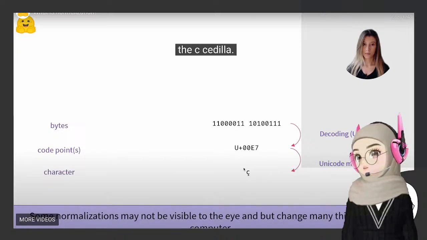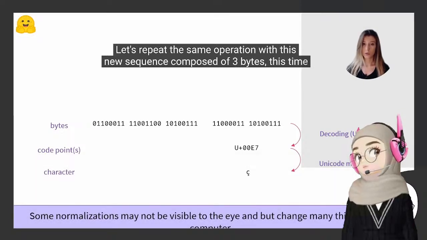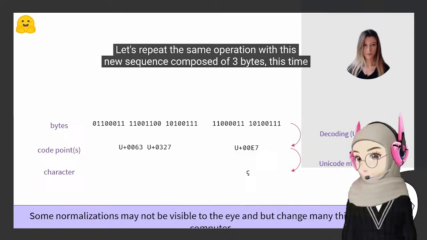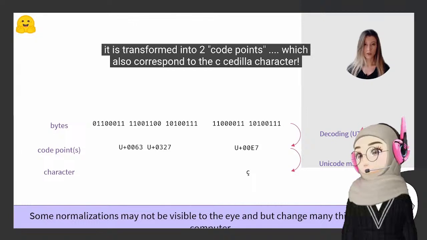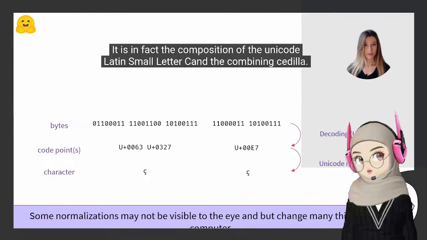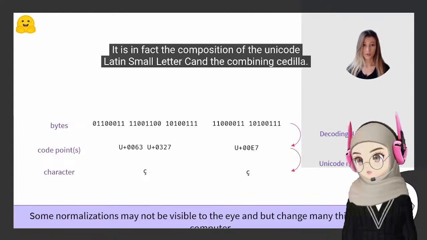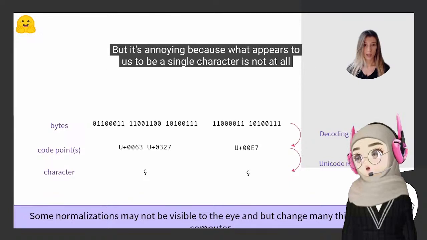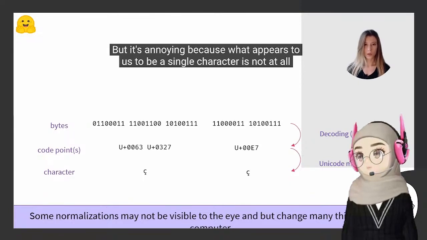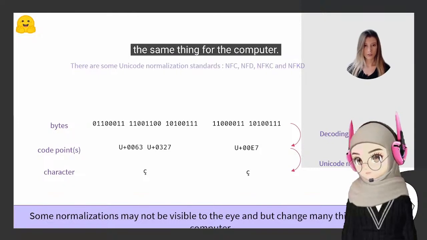Isn't this ç in Turkish? Let's repeat the same operation with this new sequence composed of 3 bytes. This time, it is transformed into 2 code points, which also correspond to the c-cedilla character. It is in fact the composition of the Unicode Latin small letter c and the combining cedilla. But it's annoying, because what appears to us to be a single character is not at all the same thing for the computer.